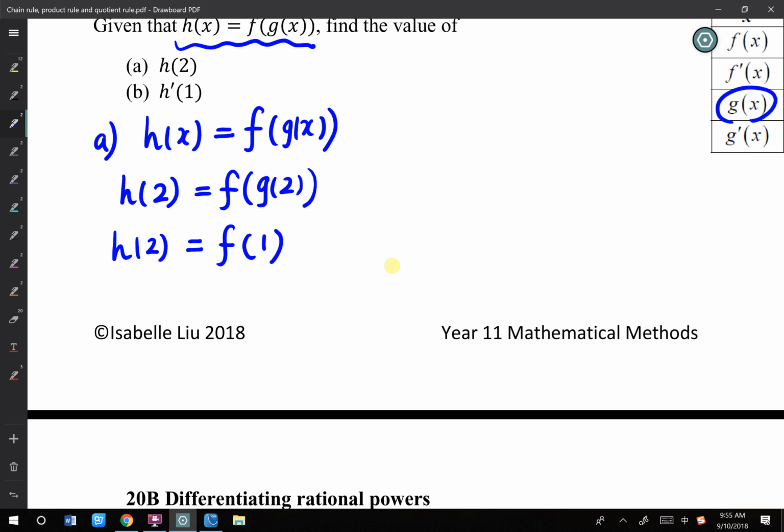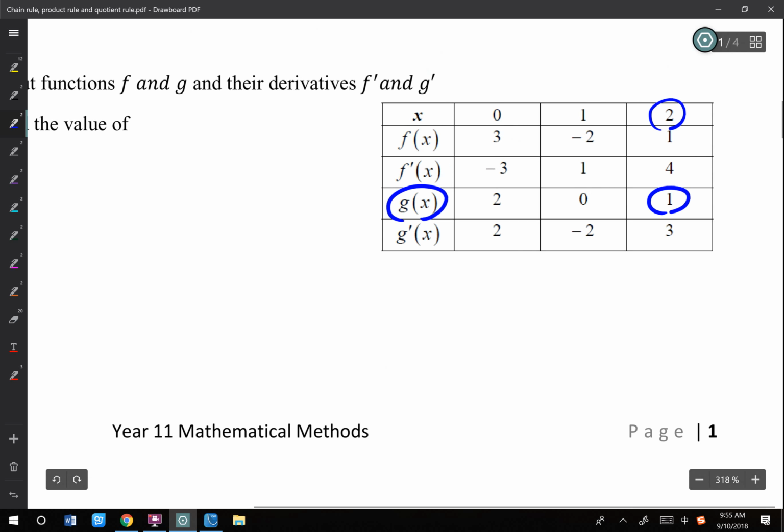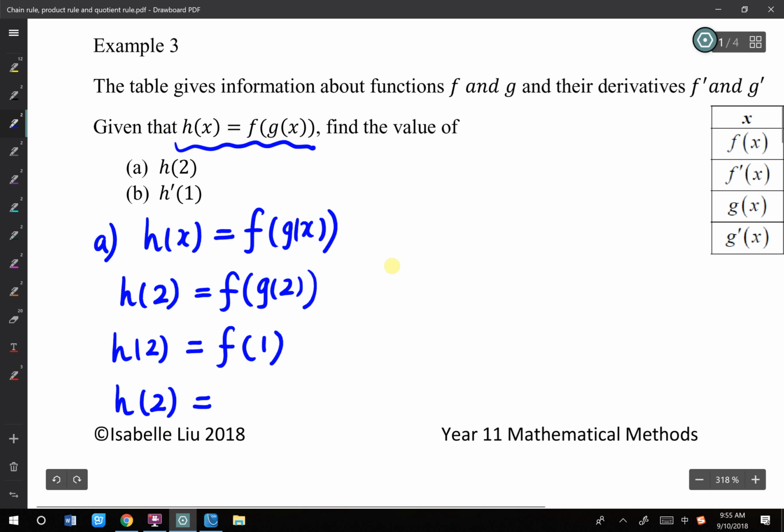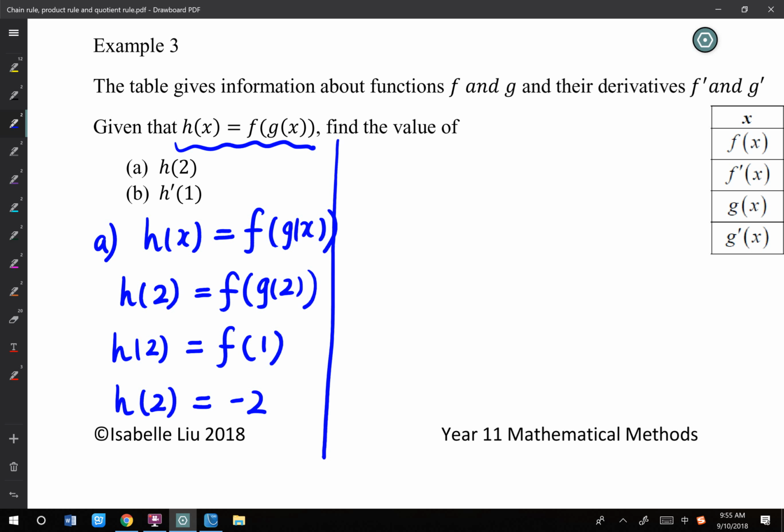So what is f(1)? 1 is here, f is here. So the value is -2. So that's how we work out h(2). h(2) is -2. It's just a substitution and then reading values. The only thing you need to know is that for a composite function, you need to calculate from the most inside.